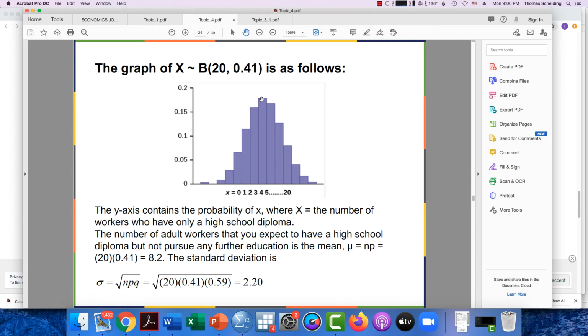what we should see here is that the peak of this should be our 20 times of happening times the 41% probability, giving us an 8.2 expected value or mean. And the standard deviation, which we can calculate from the information we had in Module 3, is 2.2.